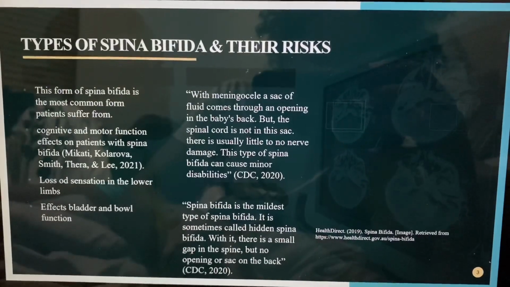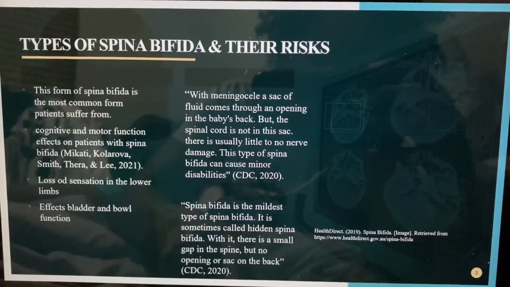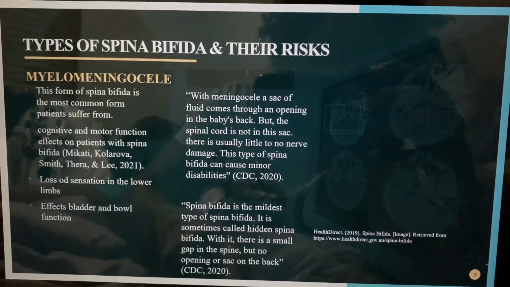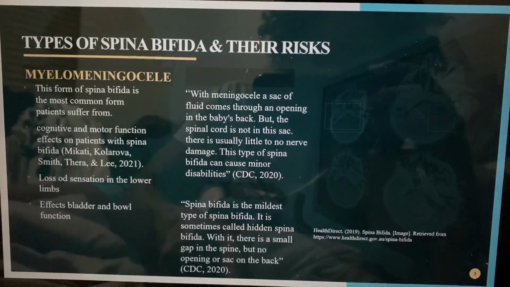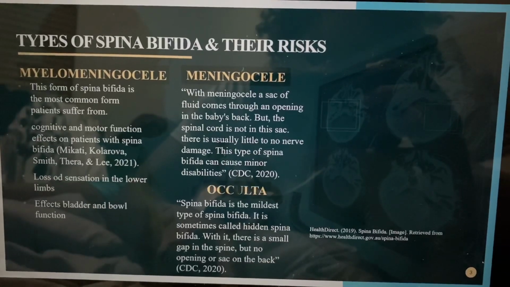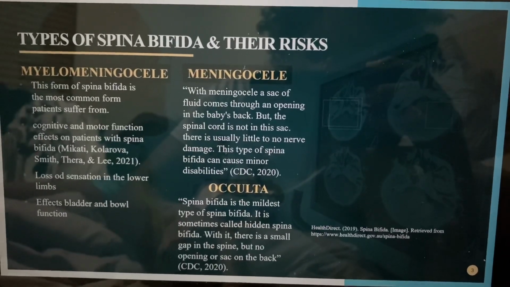The first kind, myelomeningocele, presents cognitive and motor function disabilities and impairment, loss of sensation in limbs, affects bladder and bowel functions, and can be the most severe form.